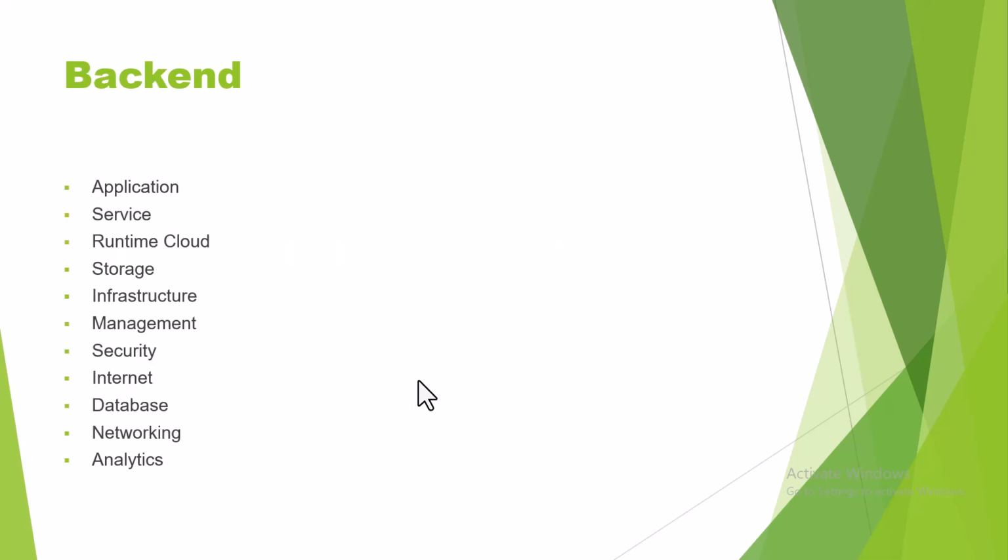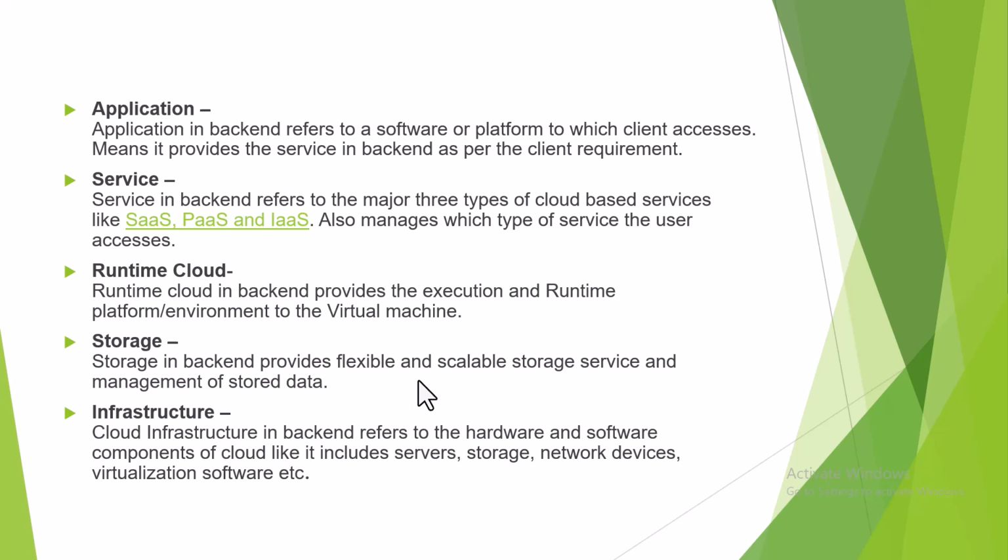In the backend, there is application, service, runtime cloud, storage, infrastructure, management, security, internet, database, network, and analytics. What is application? Application in the backend refers to a software or platform which the client accesses, meaning it provides the service in the backend as per the client requirement. The application is developed according to the client requirement and provides the client with the necessary service. Service in the backend refers to the three major types of cloud-based services: software as a service, platform as a service, and infrastructure as a service. It also explains which type of service the user accesses. So there are three major types of cloud-based services which can be accessed from anywhere.